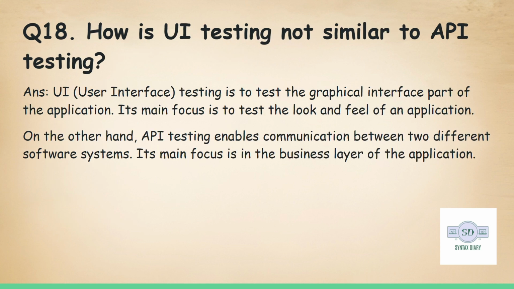How is UI testing not similar to API testing? User interface testing is to test the graphical interface part of the application. Its main focus is to test the look and feel of an application. On the other hand, API testing enables communication between two different software systems. Its main focus is on the business layer of the application.